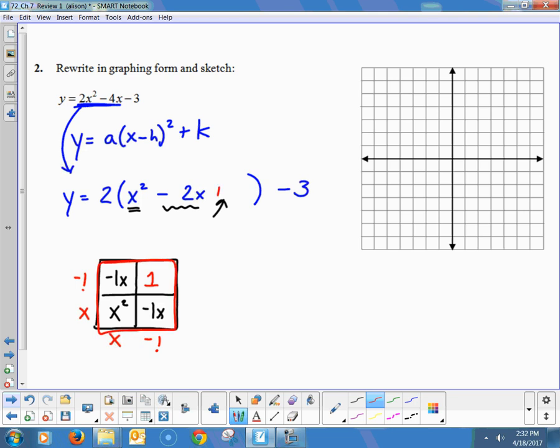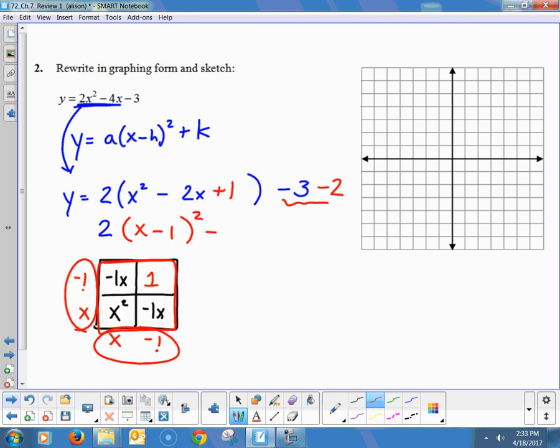So I'm going to go ahead and put a +1 there. But what I just added to this equation is 2 times 1, so I just added 2. That means at the end I'm going to have to subtract that 2, so that I really haven't changed the equation at all. But now I can write this in perfect square form. This is 2 times a perfect square, and the perfect square is x minus 1 times x minus 1. x minus 1 squared, with -5 at the end. So here's my equation in graphing form.